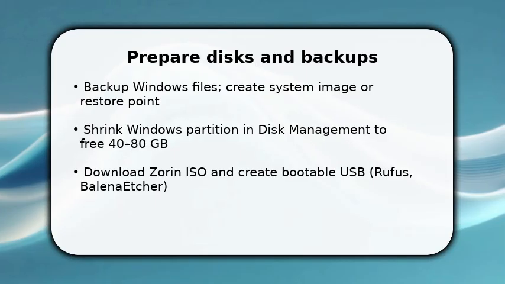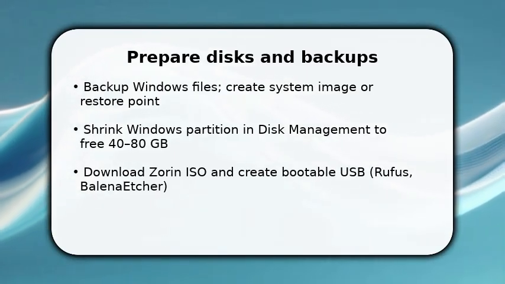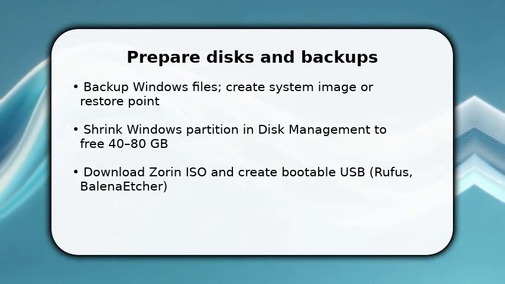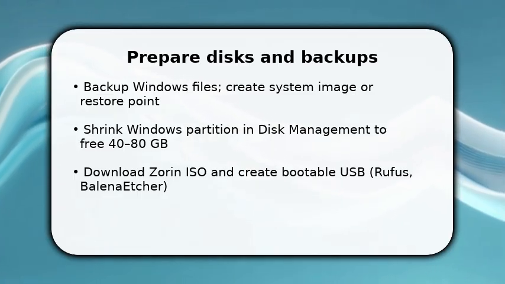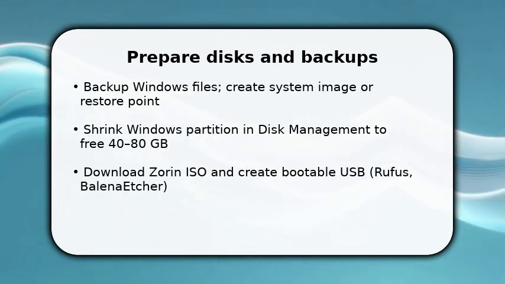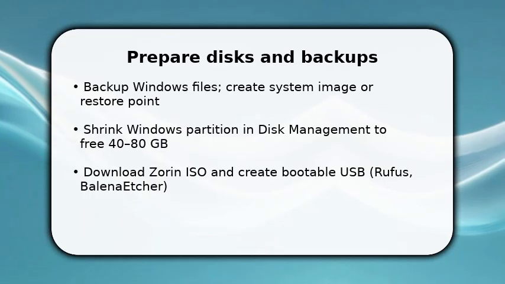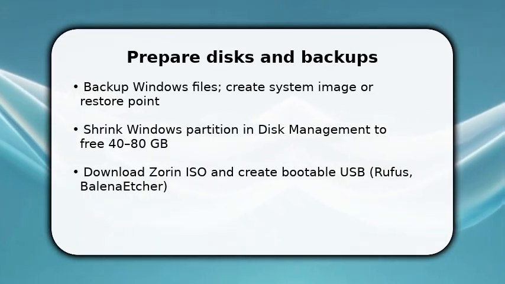You start by securing your data and freeing space. Create a full backup or system image so you can recover if anything goes wrong. Then shrink your Windows partition in Disk Management to leave 40 to 80 gigabytes for Zorin. Once done, download the Zorin OS ISO and write it to a USB using Rufus or Balena Etcher. Make sure you pick the correct target drive. This prepares the machine and avoids accidental overwrite of Windows, which is the core reason for these steps.